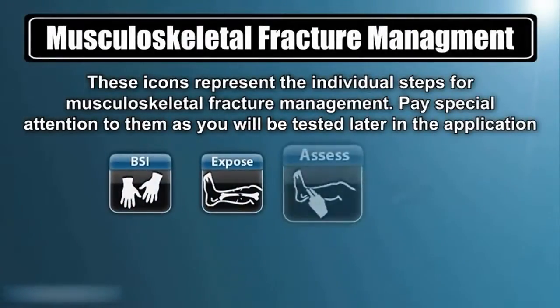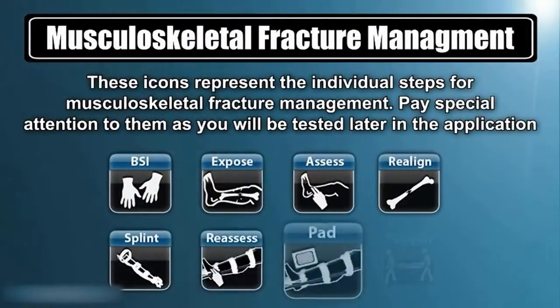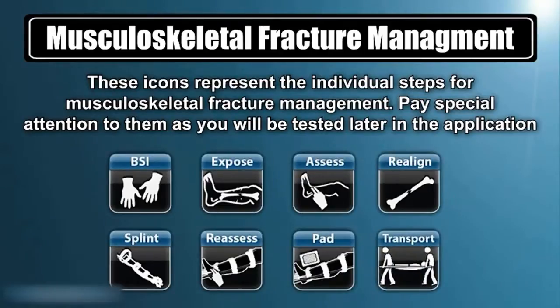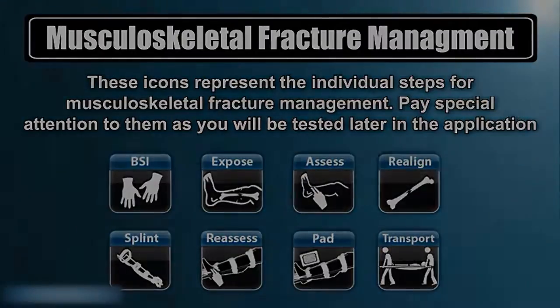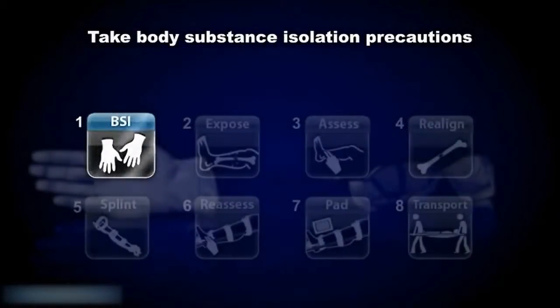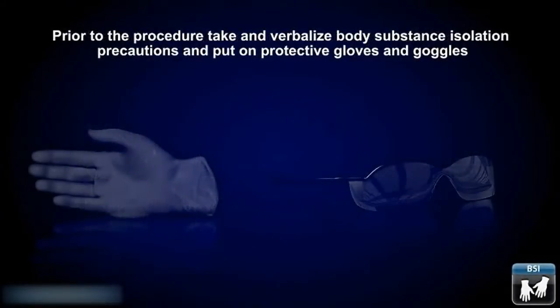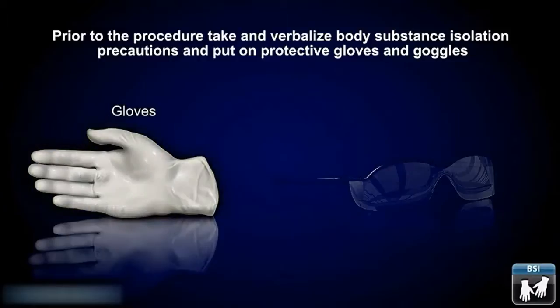These icons represent the individual steps for musculoskeletal fracture management. Pay special attention to them as you will be tested later in the application. Take body substance isolation precautions. Prior to the procedure, take and verbalize body substance isolation precautions and put on protective gloves and goggles.